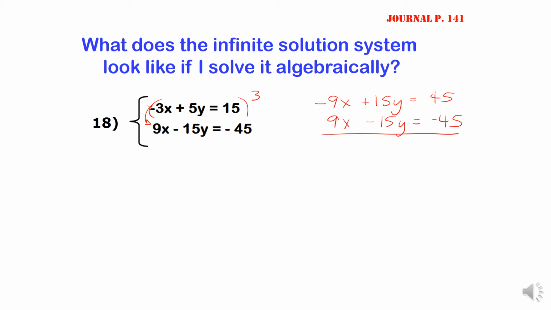And then I'm going to add. Okay, remember we add vertically. So those cancel, and those cancel. So I get 0 equals 0, which is a true statement. So that's what happens if you solve it algebraically. All the numbers disappear. The constants disappear, the y's disappear, and the x's disappear, and you get 0 equals 0. So if you get that answer, then you'll know that it's infinite solutions, that they are the same line.